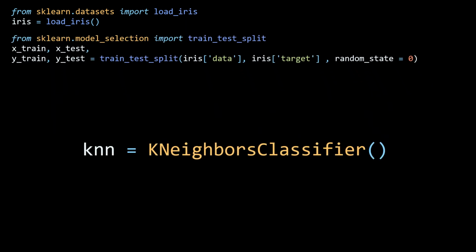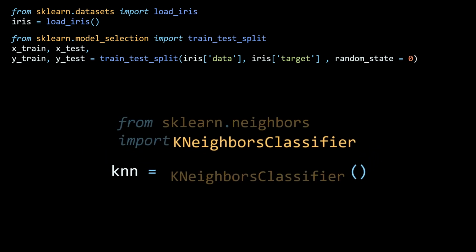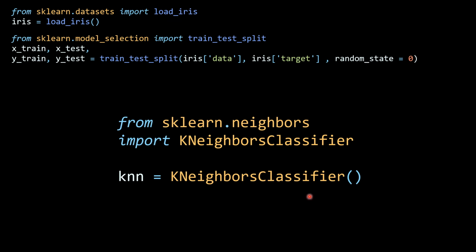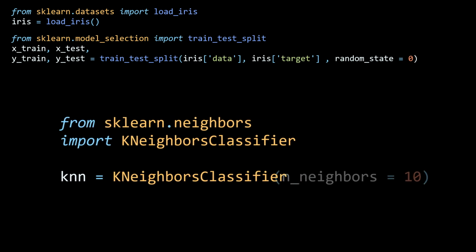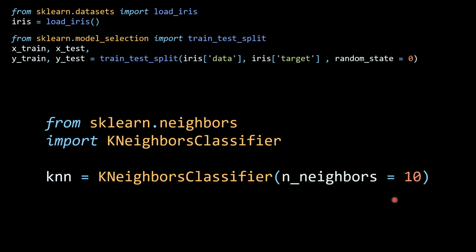Next, let us create the KNN model. We create a variable called KNN and initialize a method called KNeighborsClassifier. This method is provided by the sklearn.neighbors library. We must import this classifier method from this library before using it. A parameter named n_neighbors equals 10 is passed to the KNeighborsClassifier method. It indicates that 10 nearest neighbors are to be used for classification.